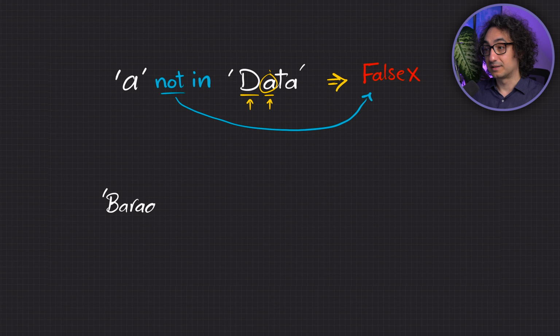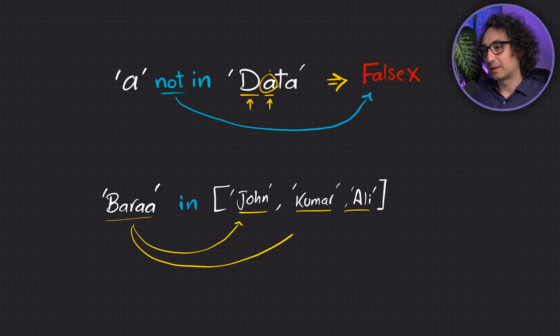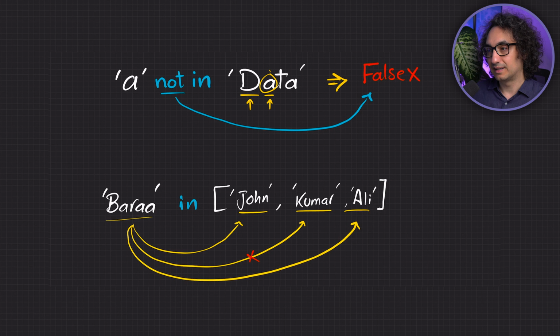Now let's have another example where we have, for example, Bara, and then we're gonna check whether it is a member of a list. Don't worry about the list, we're gonna learn about it later. So here we have a list of different people: John, Kumar, Ali. Now again, it is very simple. Is Bara now a member of this gang? Well, Python is gonna start searching and matching. Bara is not a member of this group. That's why we will get false.